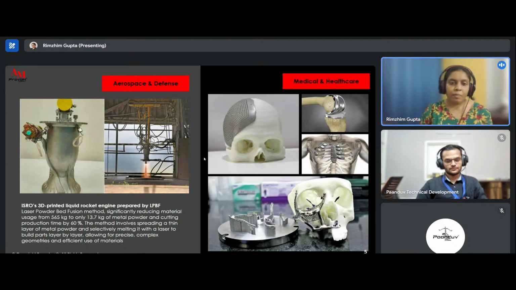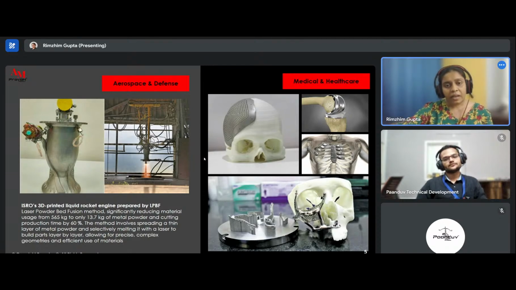When we talk about metal additive manufacturing, there are multiple industries in which it is being used, but the aerospace and defense industry and medical and healthcare are at the forefront. They have started using 3D printing in real-time applications. One such example is the 3D printing of a liquid rocket engine by ISRO, done by LPBF. Through this process, they were able to reduce the material usage from 565 kg to 13.7 kg of metal powder, and this cut down the production time by 60%.